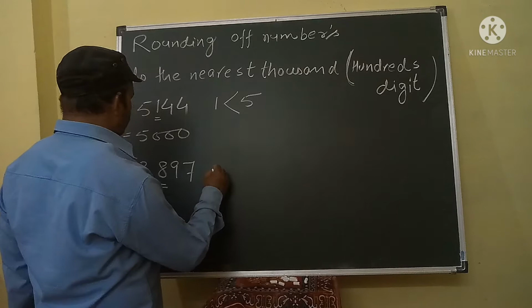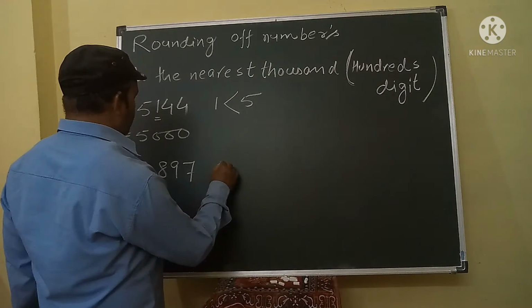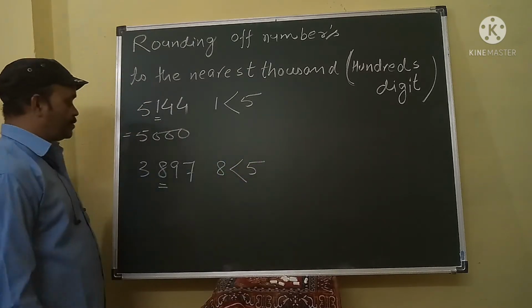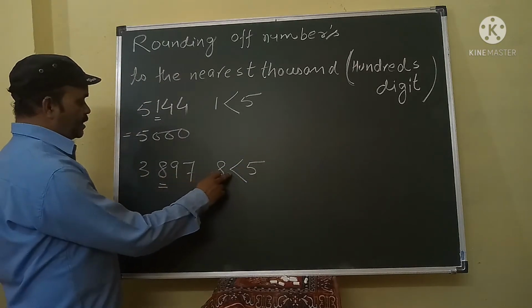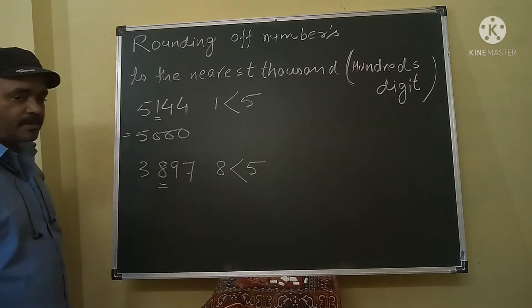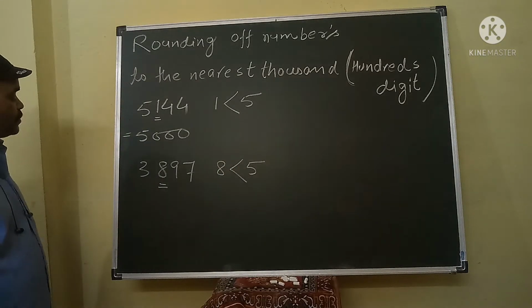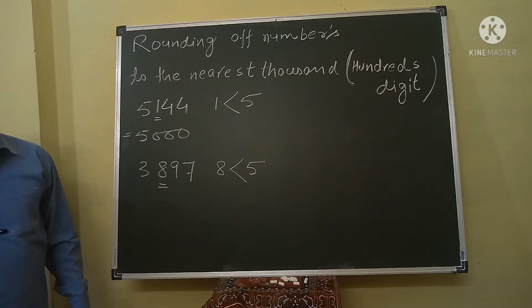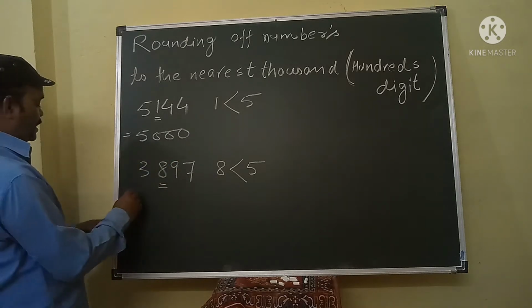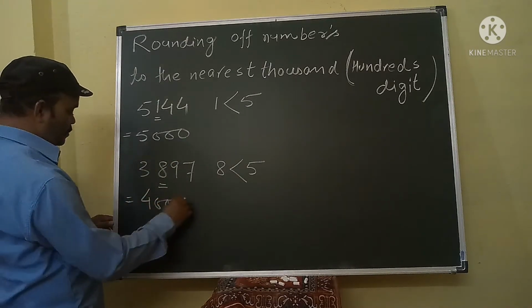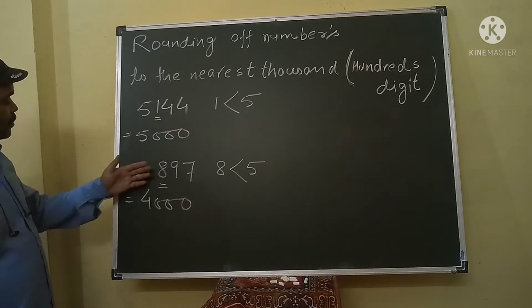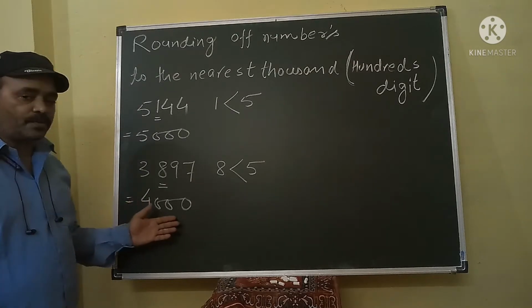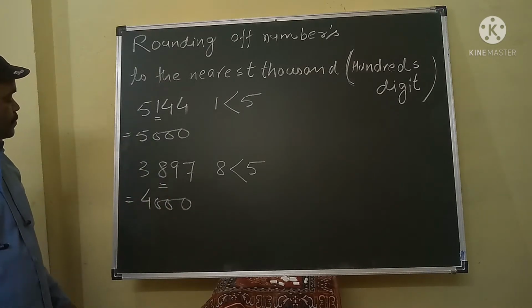So what will you do? The hundreds digit is 8, and 8 is more than 5. So rounding of 3897 will be 4000.